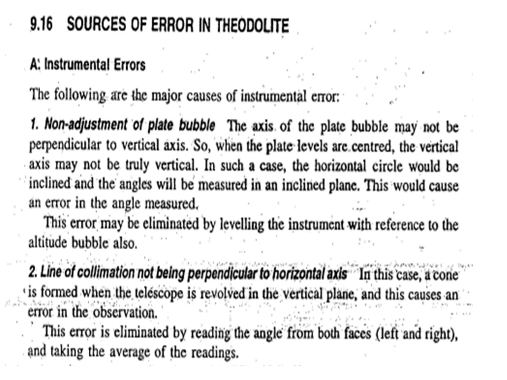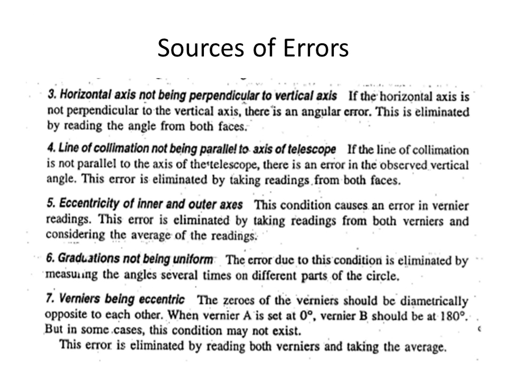Then the second source of error is line of collimation not being perpendicular to the horizontal axis. In this case, a cone is formed when the telescope is revolved in the vertical plane, and this causes an error in the observation. This error is eliminated by reading the angle from both faces and taking the average of the readings. Then the third source of error is the horizontal axis not being perpendicular to the vertical axis. If the horizontal axis is not perpendicular to the vertical axis, there is an angular error. This is eliminated by reading the angle from both faces, that is face left and face right.